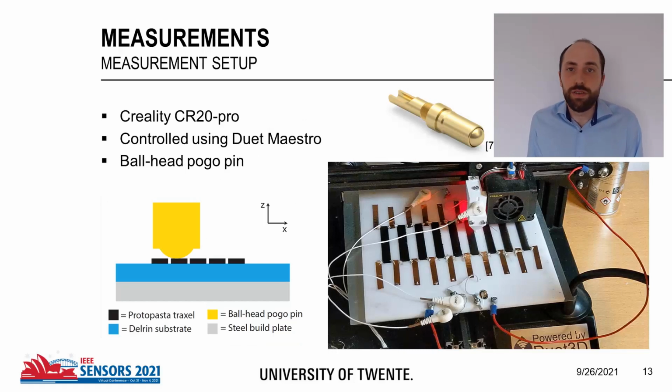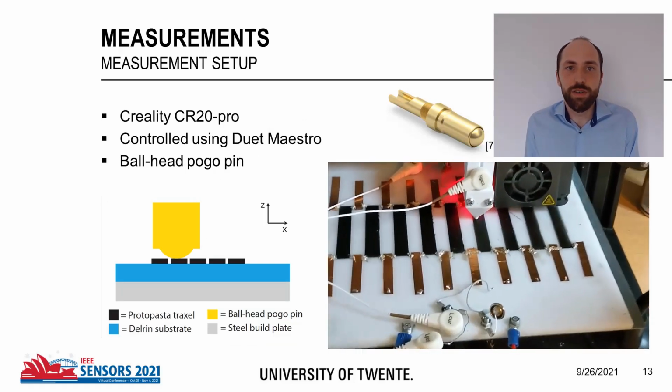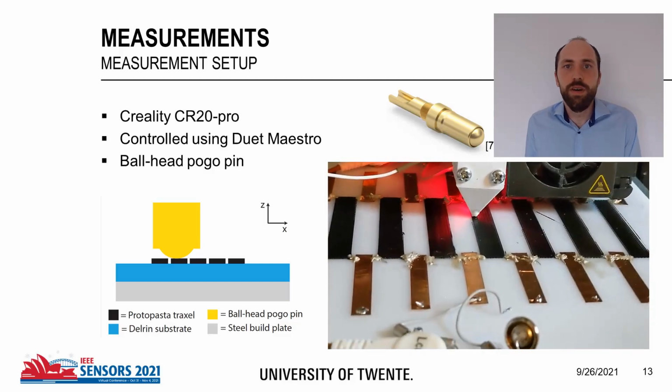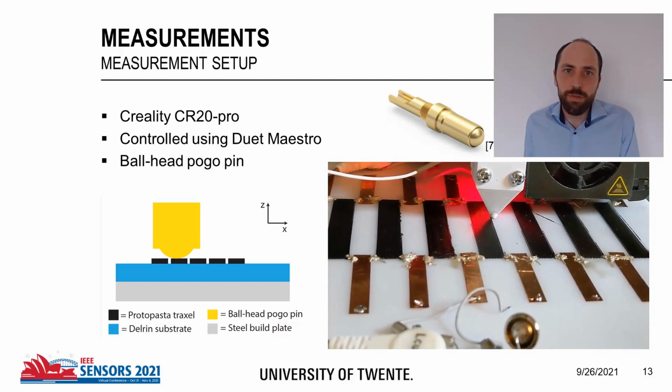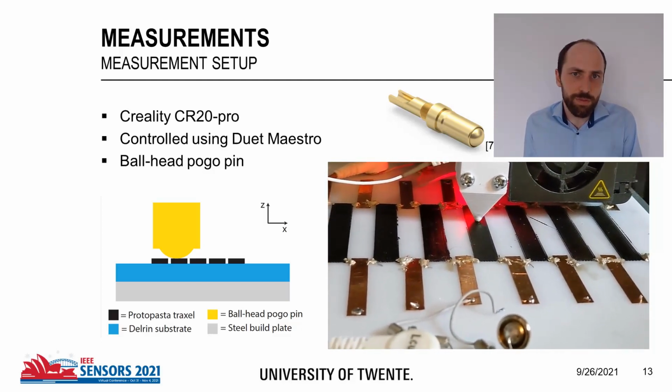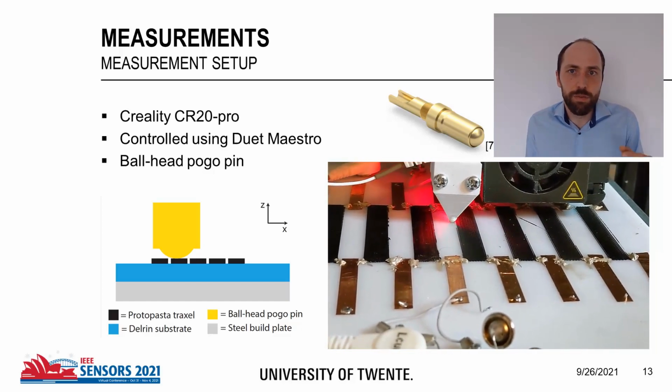Next, we used a different printer, a Creality CR20 Pro, to move a ball head pogo pin, which contains a small spring-loaded metal ball, over the 3D print, and we swapped the mainboard of the printer for a Duet Maestro and used a Python script to make the movement and the measurement simultaneous.